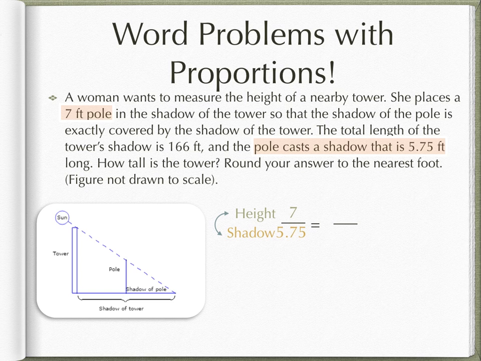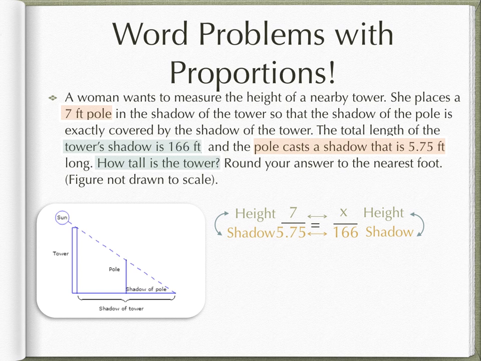On the other side, I'm going to put stuff that's related to my tower. And on top, I've got to put my height, which we don't know. That's what we're trying to figure out. How tall is the tower? And then on bottom, I've got to put the shadow, which is 166.